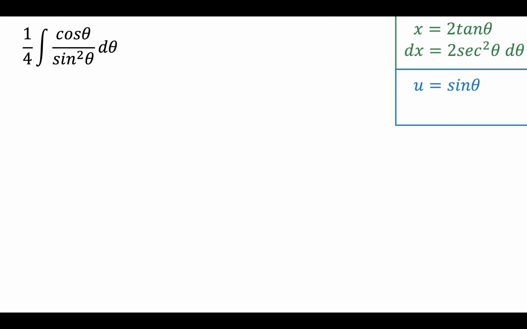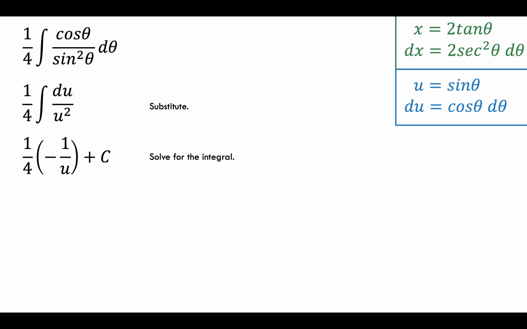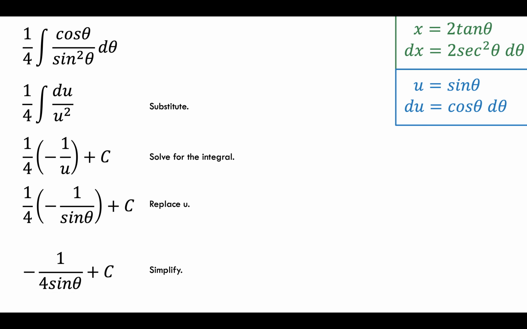Moving on with that, we will use u substitution to finish solving. So we'll use that u equals sine theta and du is equal to cosine theta d theta. Plugging those in, we are left with 1/4 the integral of du over u squared. Solving for that integral, we find that it is equal to negative 1 over u plus c. Then we can replace our u with sine theta again, and simplifying it, we end up with negative 1 over 4 sine theta plus c.